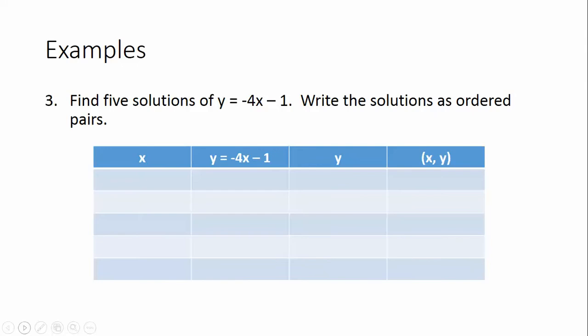Okay, the last one, if you want, try this one on your own. Again, you're plugging in -2, -1, 0, 1, and 2. Go ahead and pause the video here and see if you can fill in the rest of the chart, and then check with me to see if you get the same answers. So this is -4 times -2 minus 1, -4 times -1 minus 1, -4 times 0 minus 1.